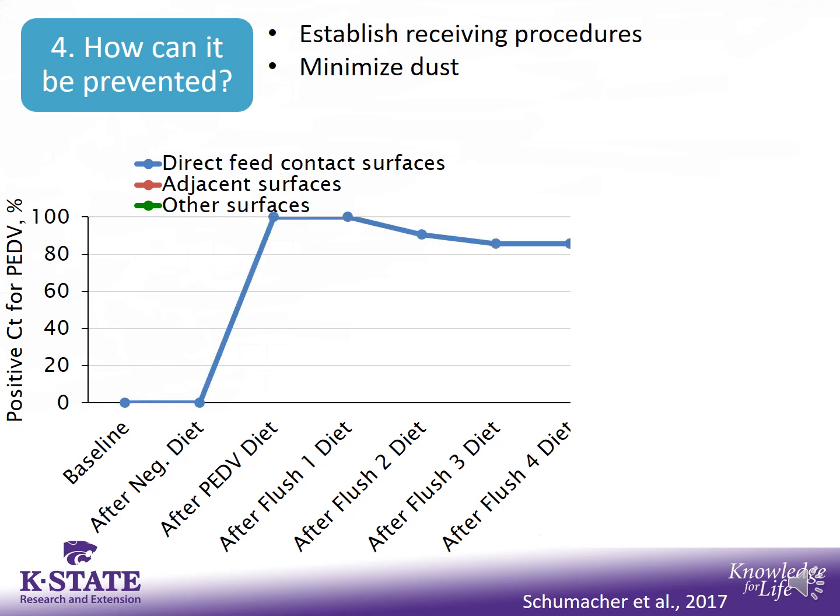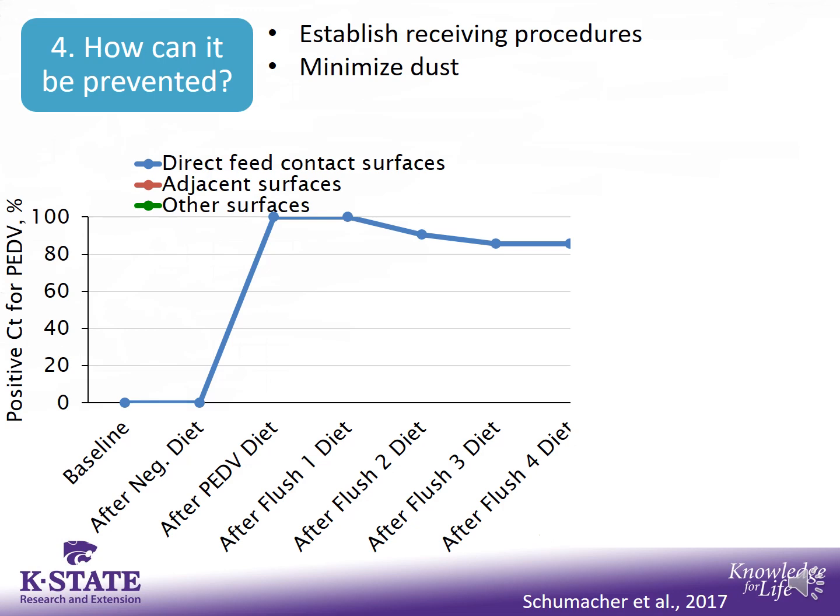The first set of samples we collected were the direct feed contact surfaces, meaning the inside of the conveyors and the inside of the mixers. At baseline and after the negative diet, of course, there was no PEDV detected. However, as soon as we introduced PEDV into the diet, every surface that we tested was PEDV positive, and it retained its positive detectable virus after the first diet was manufactured. After the second, third, and fourth diet, we still had a large number of surfaces that were contaminated with detectable PEDV.